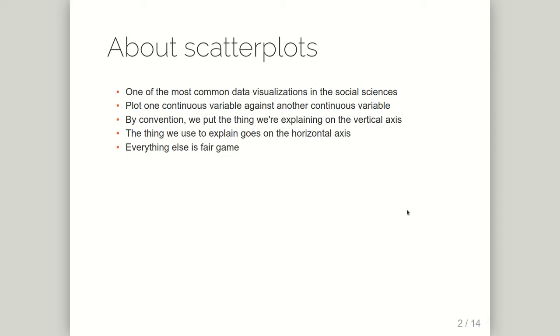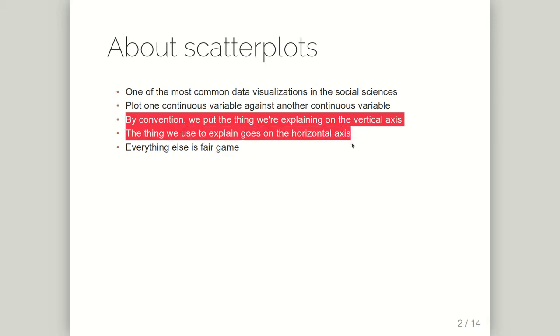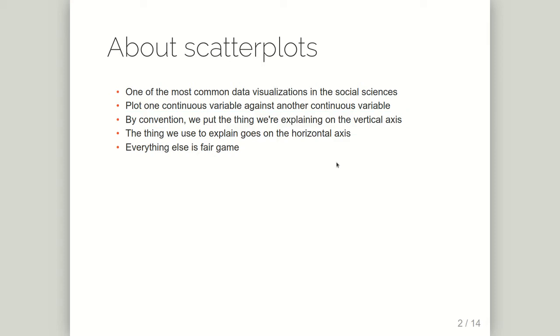Because scatterplots are sort of general, there aren't very many rules on how we do them. The only convention that I want to signal to you is that ordinarily we put the thing that we're explaining, the outcome variable, the dependent variable, on the vertical axis, and the thing that we use to explain, our predictor variable, our independent variable, goes on the horizontal axis. That's the only convention I want to mention to you. As far as the rest of it goes, there are lots of different ways to customize your scatterplots. I'll be showing you a fair few ways in this video.